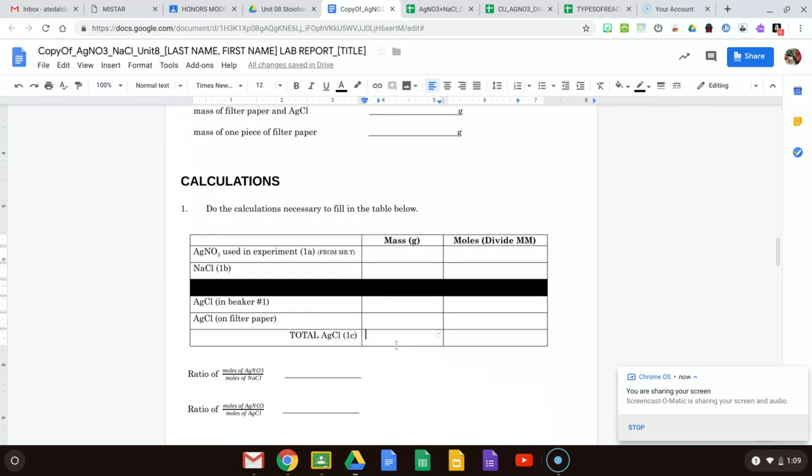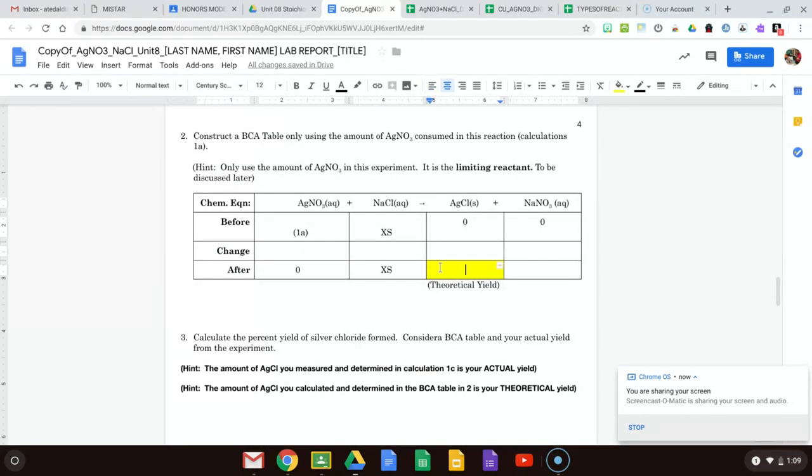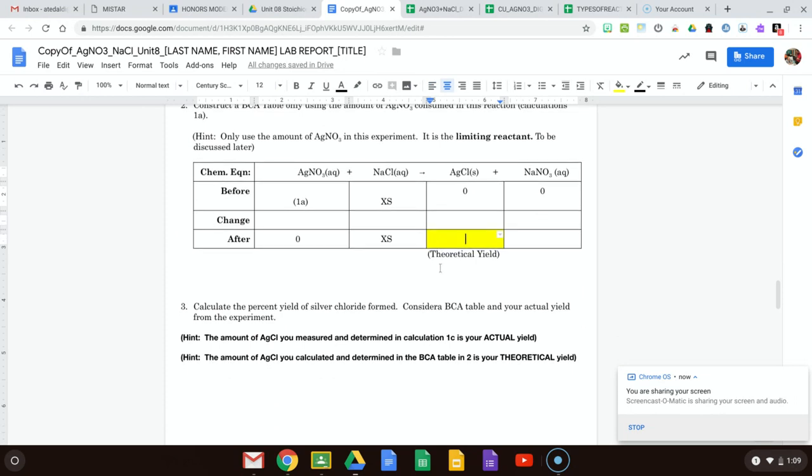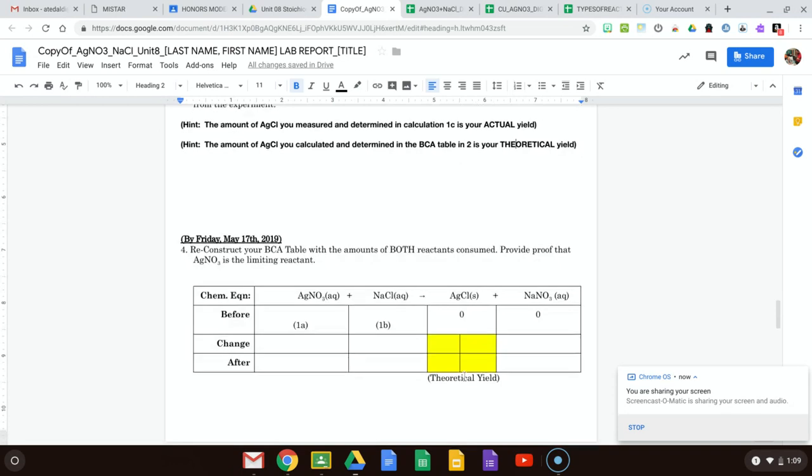So the stuff that you weigh out or take the mass of from your beaker and your filter paper, that's your actual yield. The stuff that you calculated in question number 2, that's how much you should have got. That's your theoretical yield. And then you have to convert that to moles. So I'll write a note here for yourself and say convert to grams. So for theoretical yield, you'll have moles, and then convert to grams. And that's your theoretical. And then if I want my percent yield, you're going to do actual over theoretical times 100.